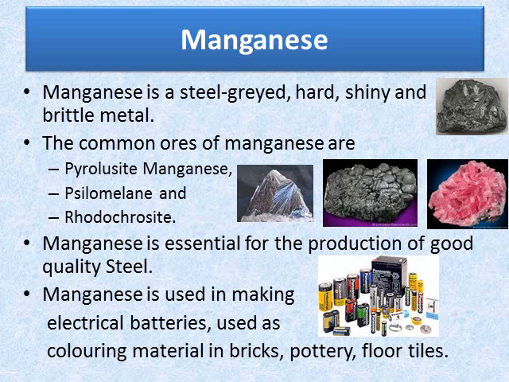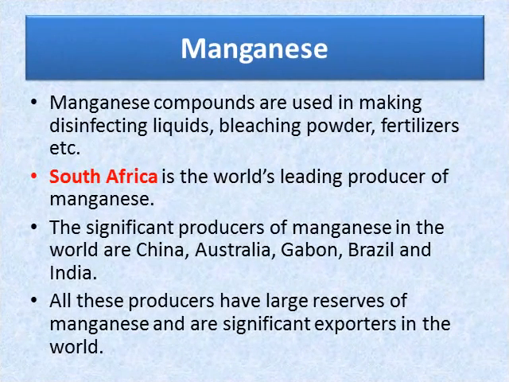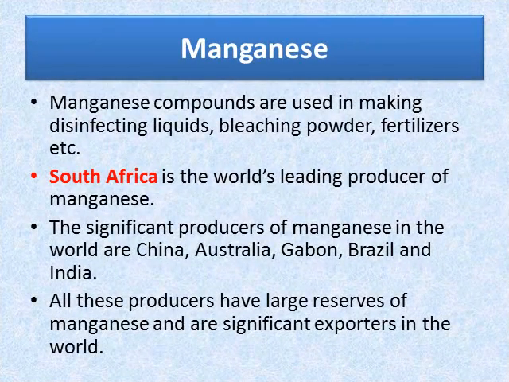Manganese is very essential for the production of good quality steel. Not only in the steel industry does it find its use, but also in the making of electrical batteries, and it is also used as the coloring material in bricks, pottery and even floor tiles. Manganese compounds are used in making disinfecting liquids, bleaching powders, fertilizers, etc.